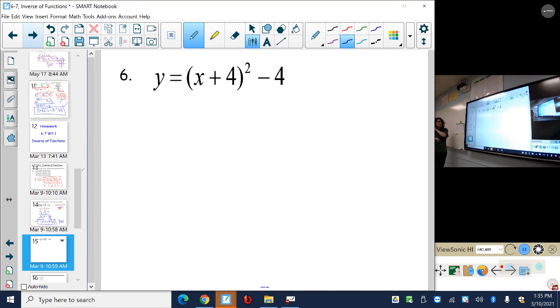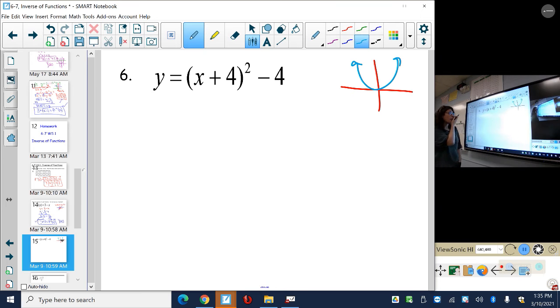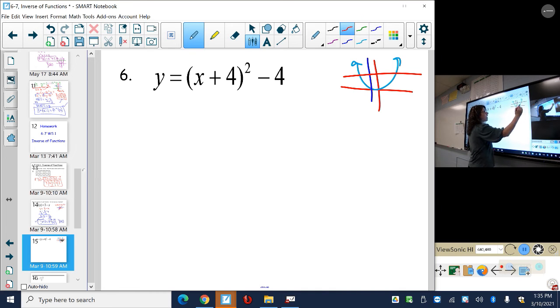Next. Same thing. Now, this is like the last example that I did in your notes. Okay? This right here is going to be a quadratic, so it's going to look like a U. Okay? Now, we want to go ahead and restrict the domain because it passes the vertical, but it does not pass the horizontal. So therefore, no inverse exists unless you restrict the domain.